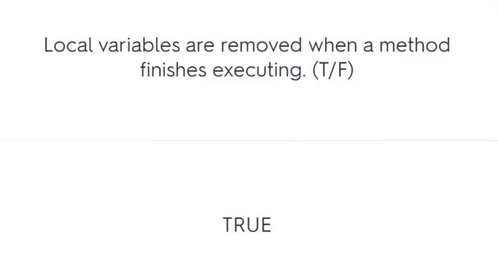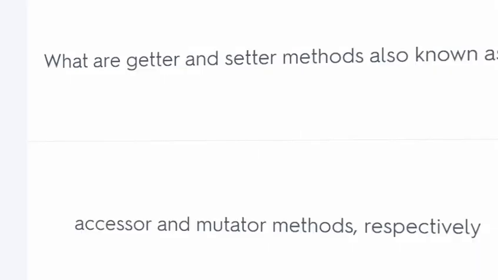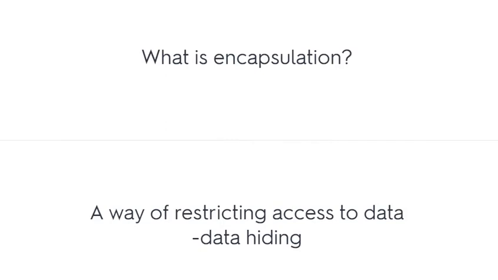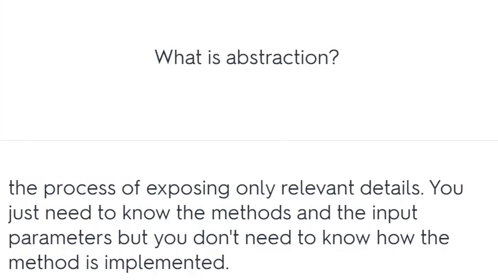Local variables are removed when a method finishes executing. True. What are getter and setter methods, also known as accessor and mutator methods, respectively? What is encapsulation? A way of restricting access to data, hiding. What is abstraction? The process of exposing only relevant details.